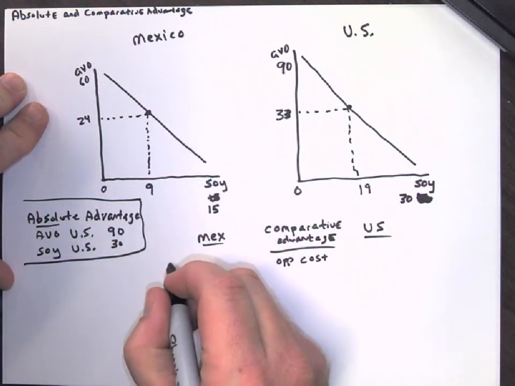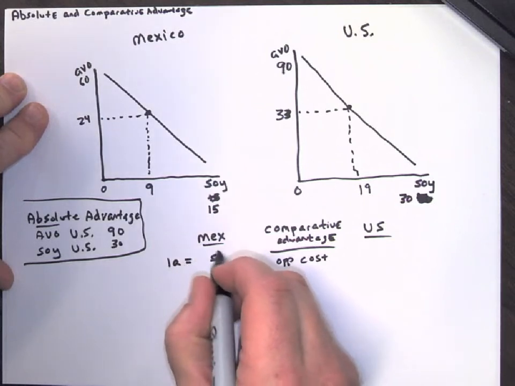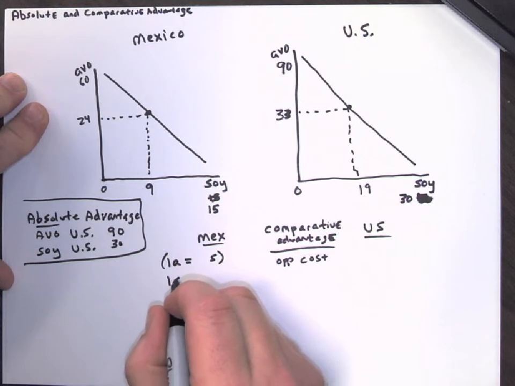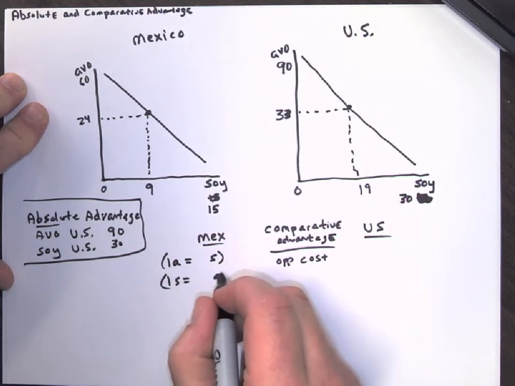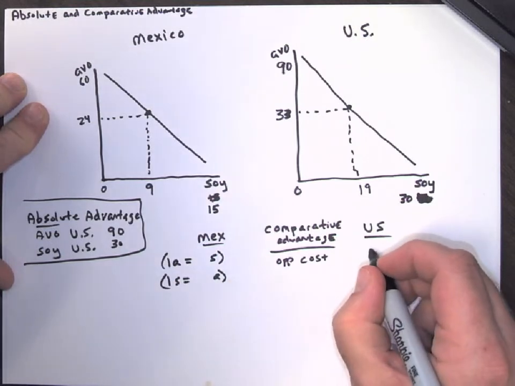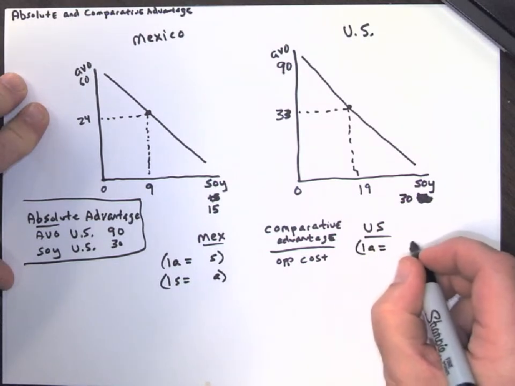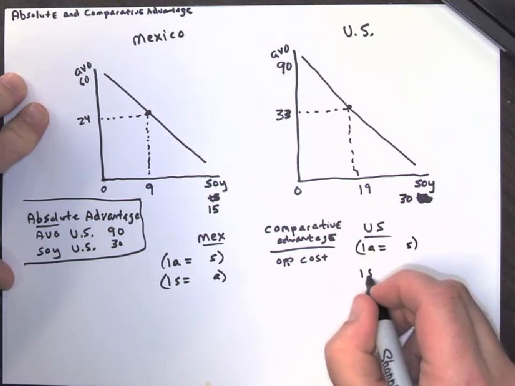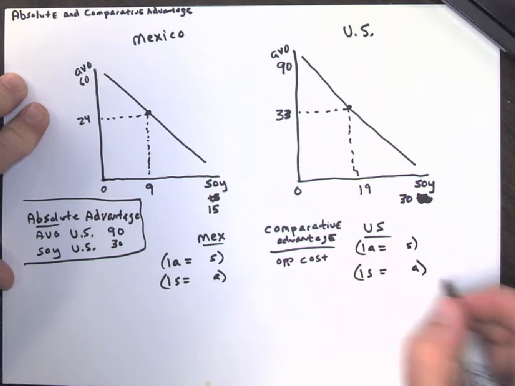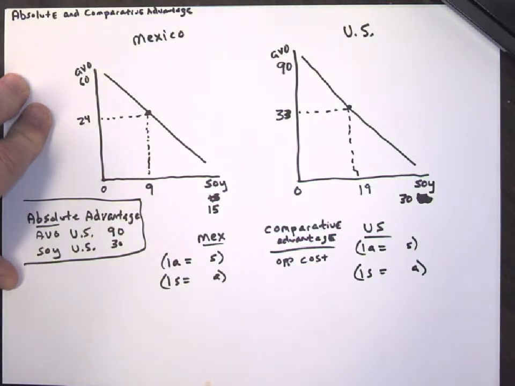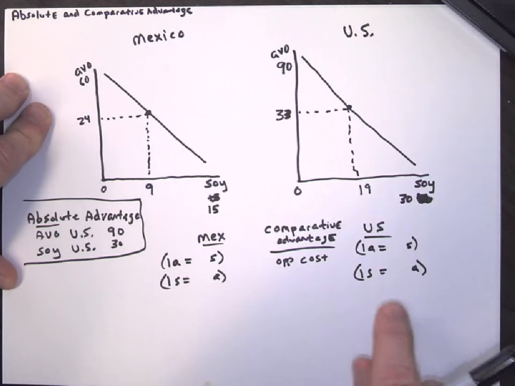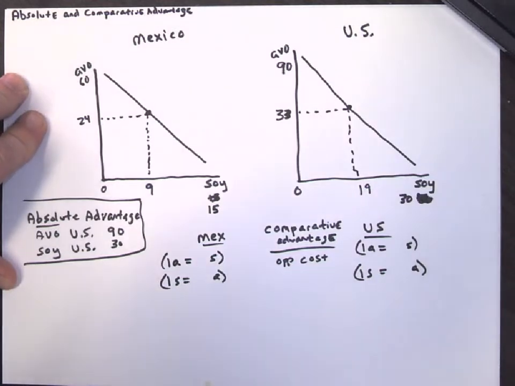So I want to know in Mexico, 1 avocado is equal to how many soybean? 1 soybean is equal to how many avocado? Same thing for the U.S. I want to set them up the same. 1 avocado is equal to how many soybean? And 1 soybean is equal to how many avocado? So when we do this, we're going to take the max production, put it in a fraction, and reduce.